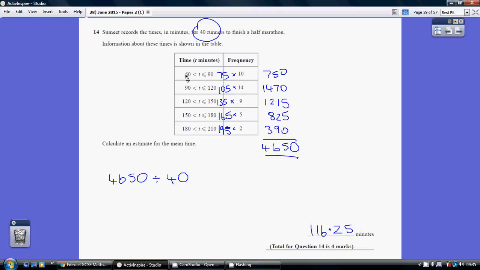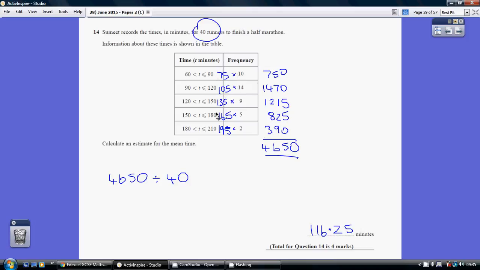So you're working out the average. 60 add 90 is 150. Half of that is 75. So we start off by working out the midpoints of each of these time intervals. And now we're going to assume that those 10 runners took exactly 75 minutes. Those 14 runners took exactly 105, and so on.